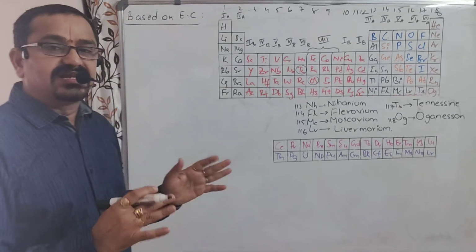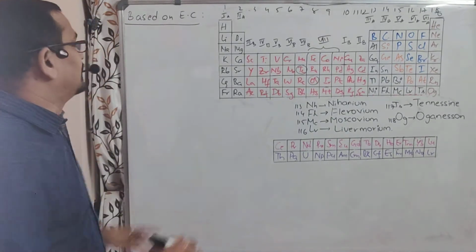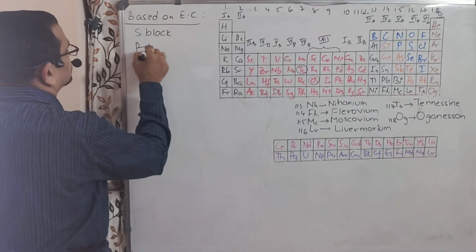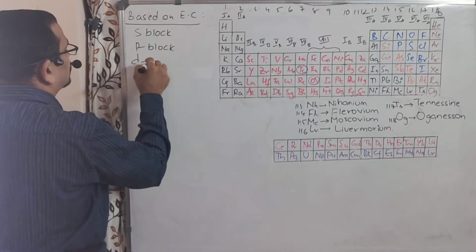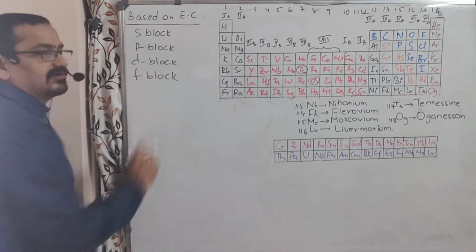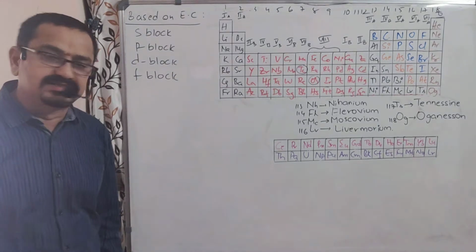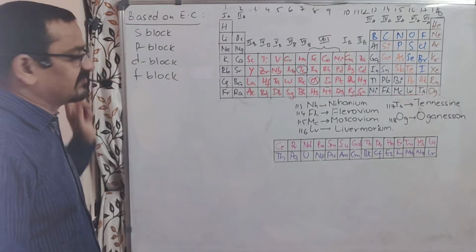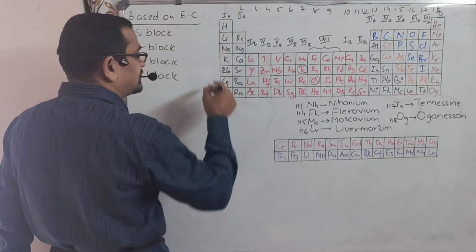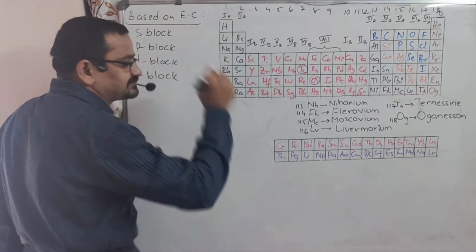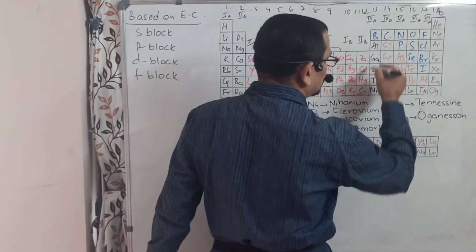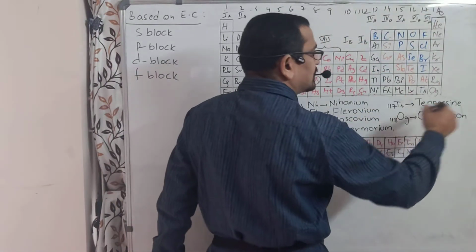elements are classified into 4 blocks, namely S block, P block, D block and F block elements. So totally elements were classified into 4 blocks: S block, P block, D block and F block. And I am showing you these elements also: this 1A and 2A collectively are called S block elements. This all 3A to 0 group, this total group of elements, are called P block elements.